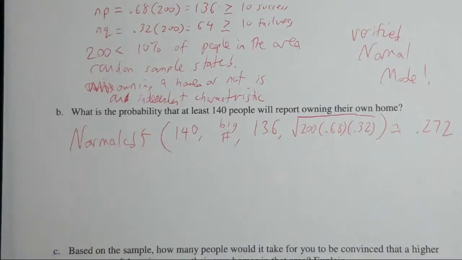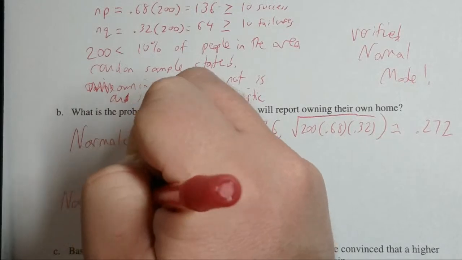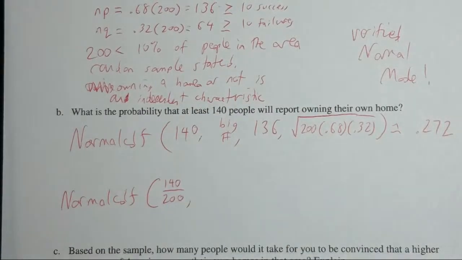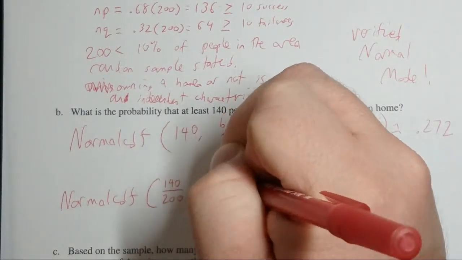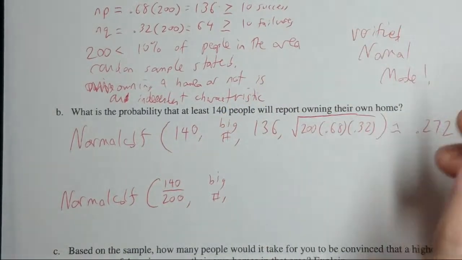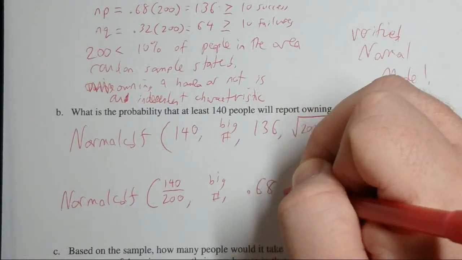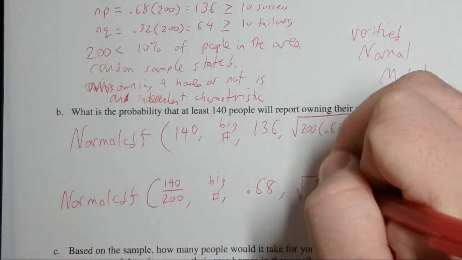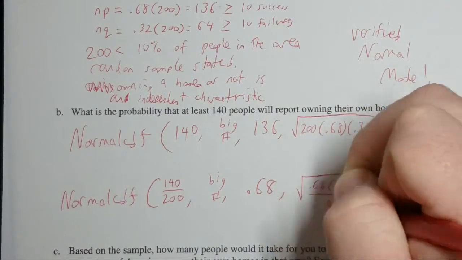Now, I said I was going to show you more than one way to do this calculation. 140 people out of 200, which is the decimal 0.7, but I'm just going to leave it at that fraction for a moment, comma, big number. That would basically be 70% or more, assuming that 68% is the mean. You could do it this way too, and it's going to get the exact same answer. But the standard deviation for a proportion would be the square root of pq over n.